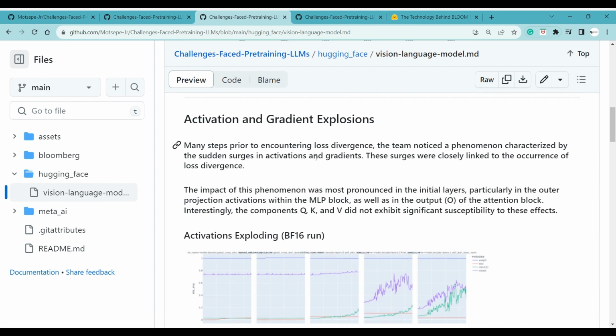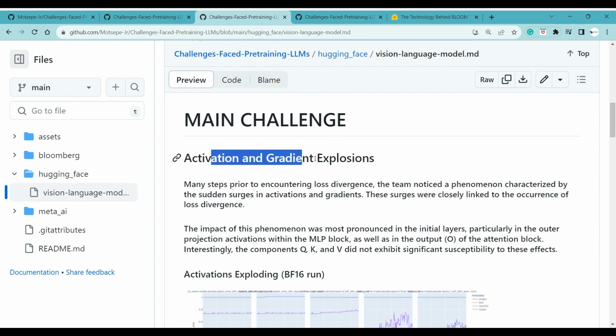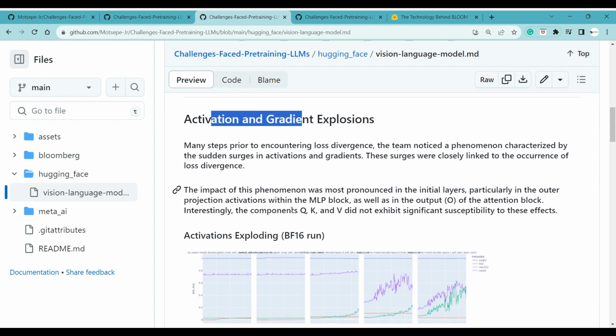The main challenge was also around activation and gradient explosion, because there's a high correlation between the grad norms, as well as the activations, and the loss scale. So if these explode, you can expect the loss to diverge eventually. They tried to drill deep to see what was going on in these blocks. Within those blocks, they went to the specific modules, and they found that the outer projection activations within the MLP block, as well as the output, the O, of the attention block, is where the huge impact was.